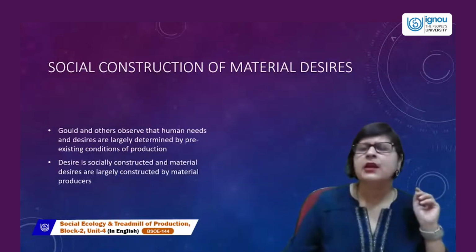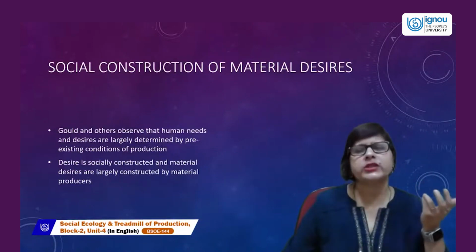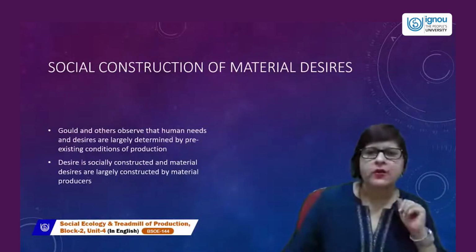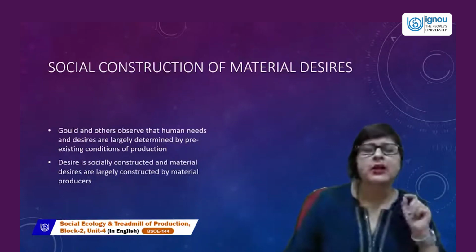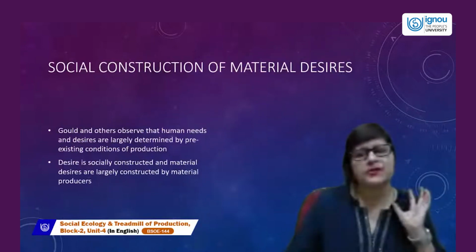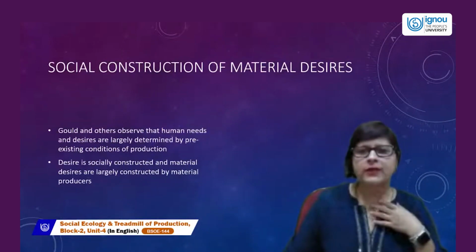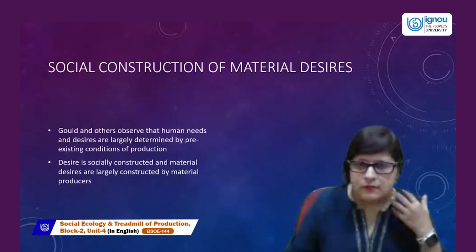The second aspect is social construction of material desires. Material desire is a social construct, right? So society creates desires in us. Gould observes that human needs and desires are largely determined by pre-existing conditions of the society, by the pre-existing conditions of the production. Whether we need something, whether we desire it, depends on the pre-existing conditions of the production.